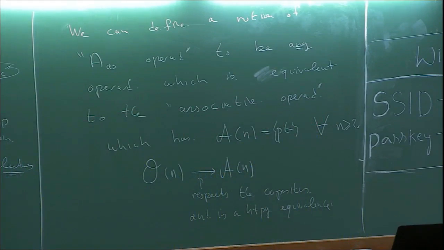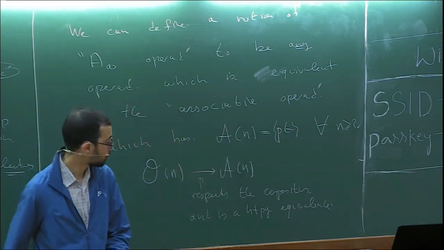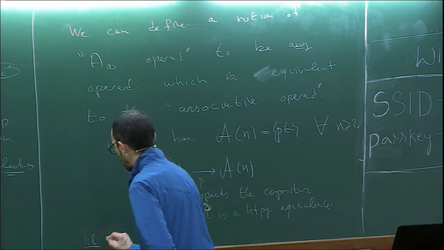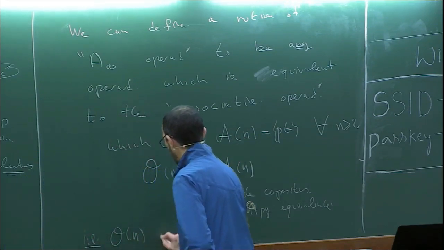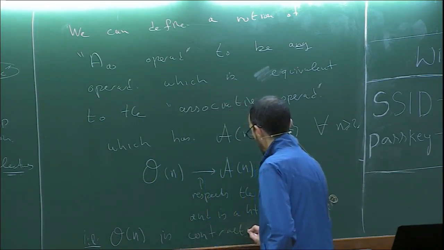If you think about these spaces of intervals, they're always contractible, and the point is contractible, and the projection is clearly going to respect composition. So really what this means is O of n is contractible.